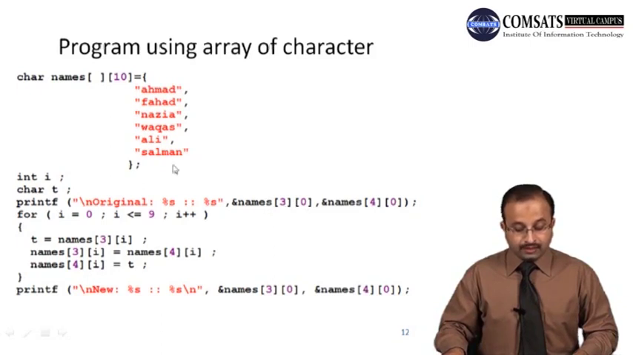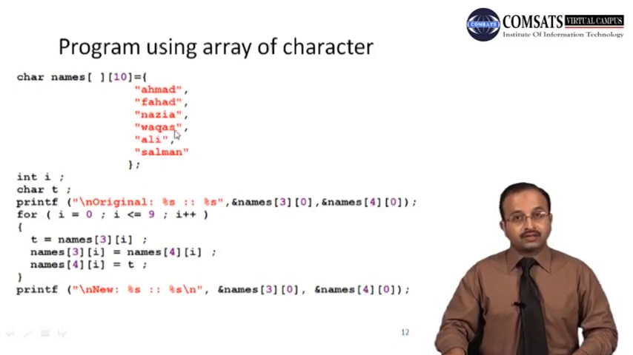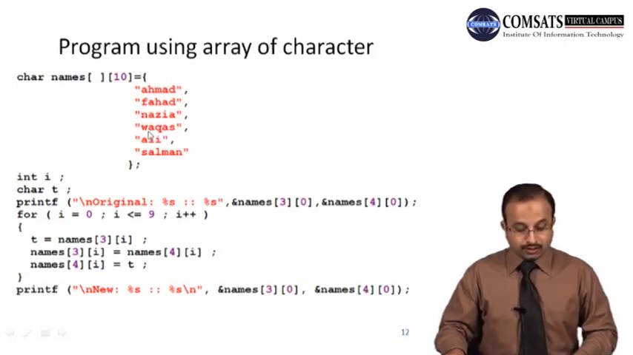If I write name[3]+1, then that is the address of this aqas. It will write aqas. So 0 is W and the third row is 0, 1, 2, 3. So third row and 0th column, the address of this element, we write over here. So it will print Waqas and Ali. And then we will be swapping the values.